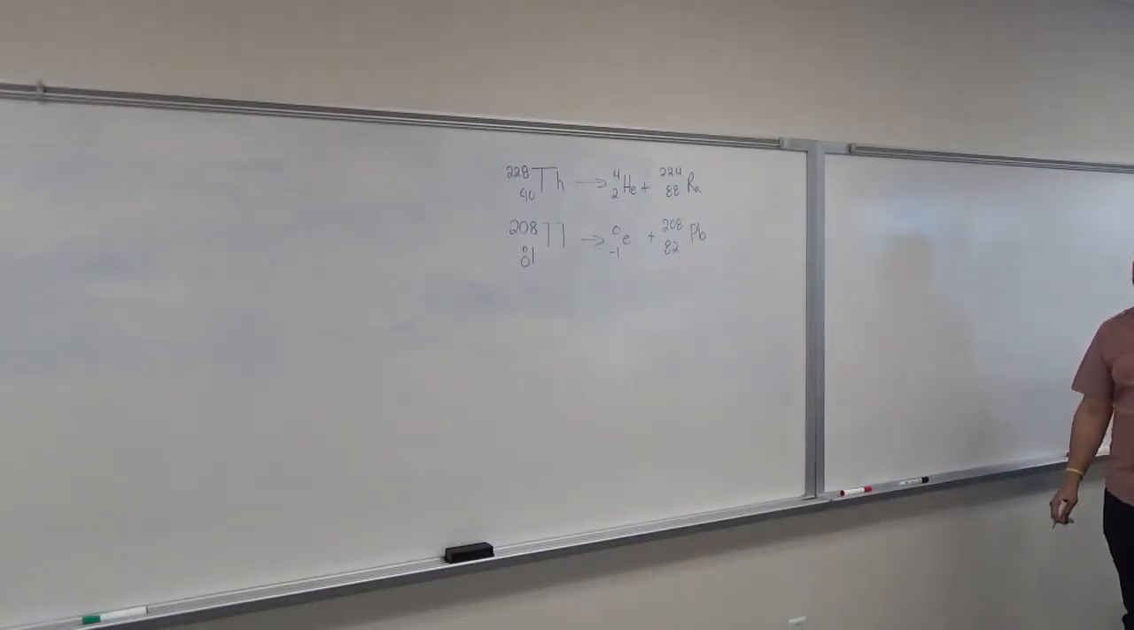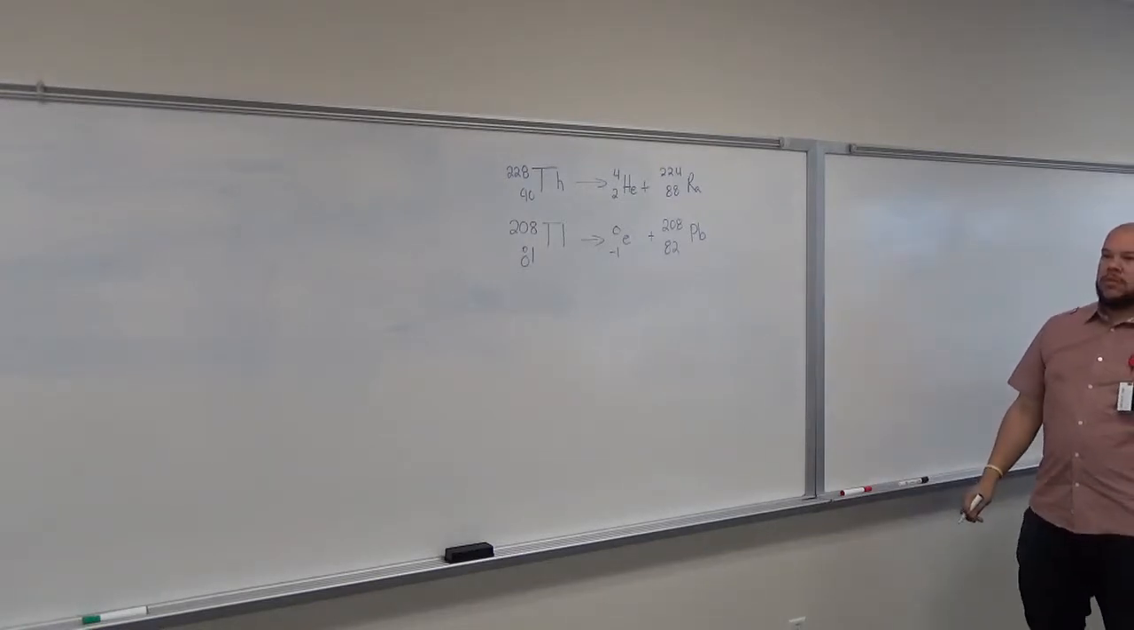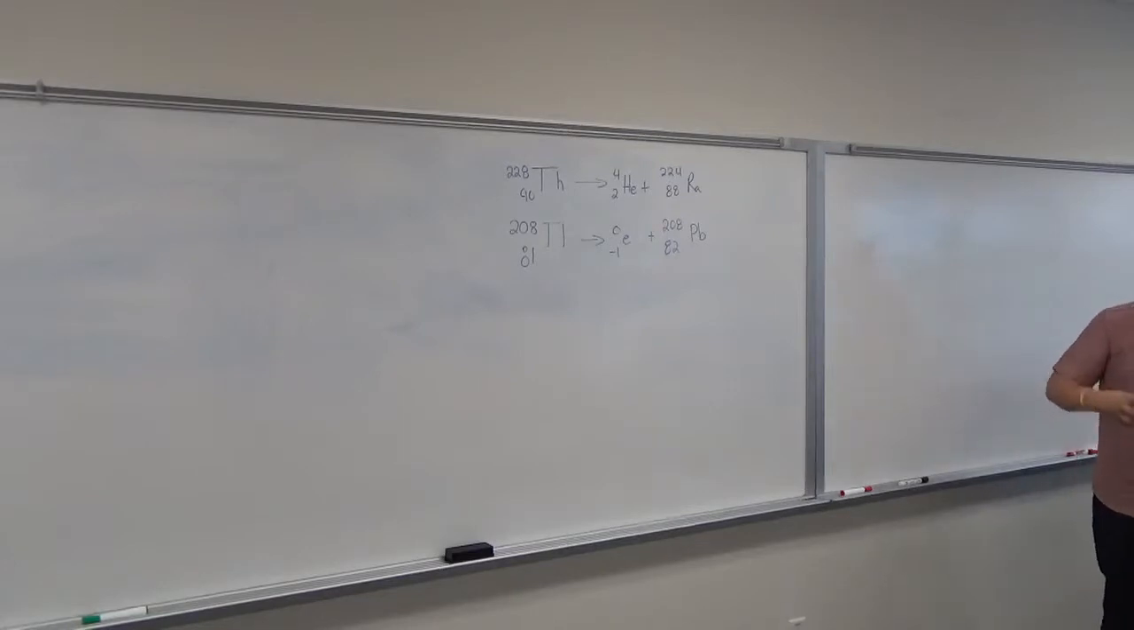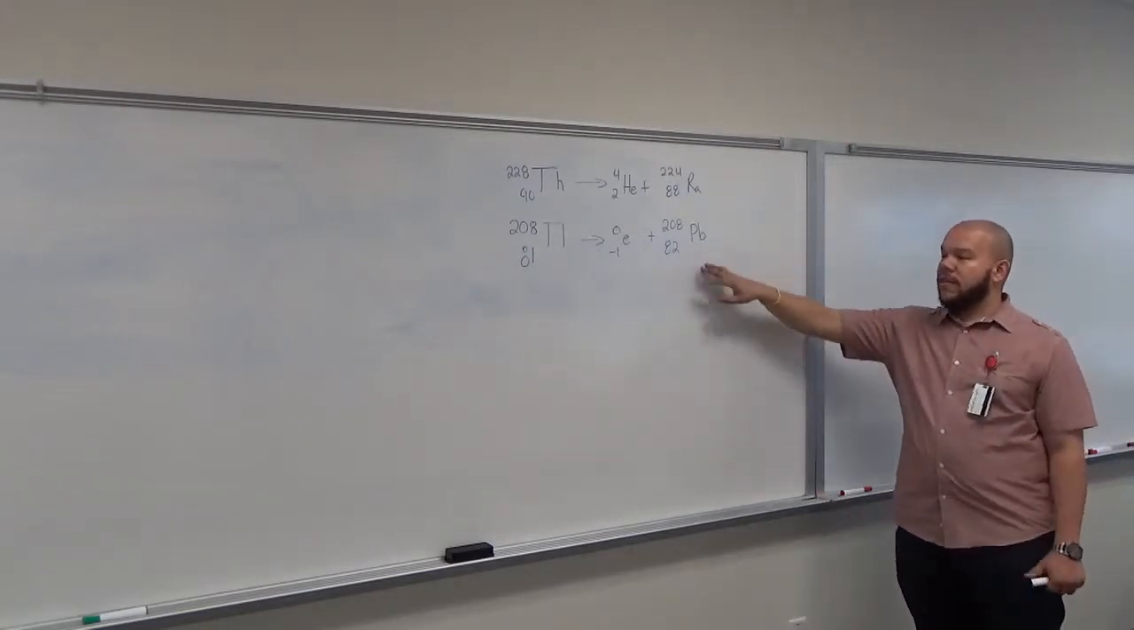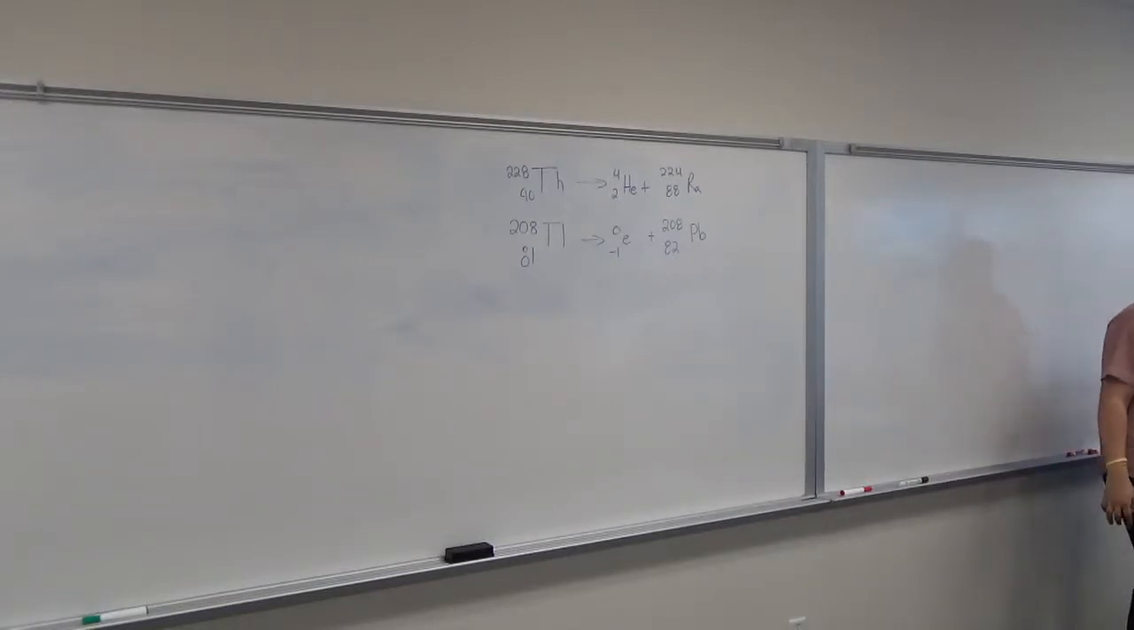So we have added a proton by emitting a beta particle. So essentially, we have lost energy from the nucleus and turned effectively what is an electron into a proton. That's what has effectively occurred. Straightforward beta emission.